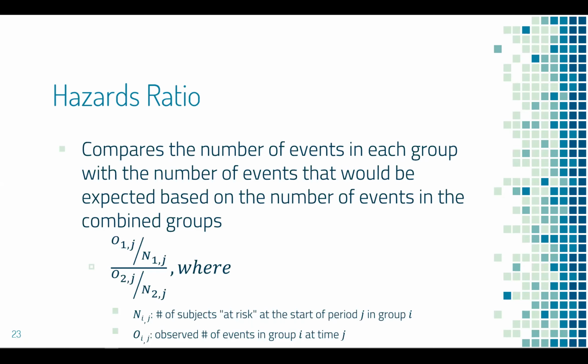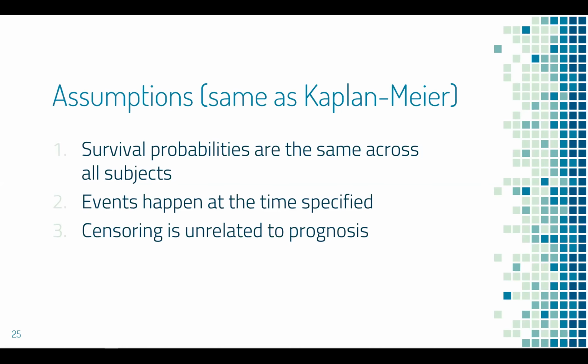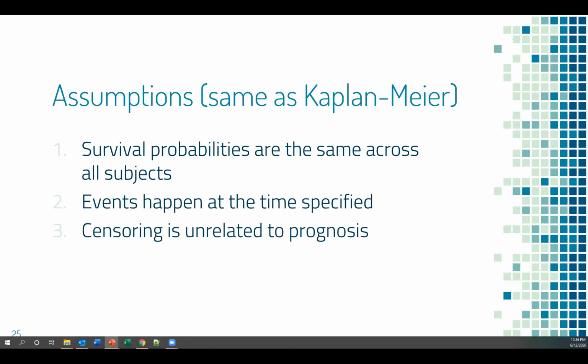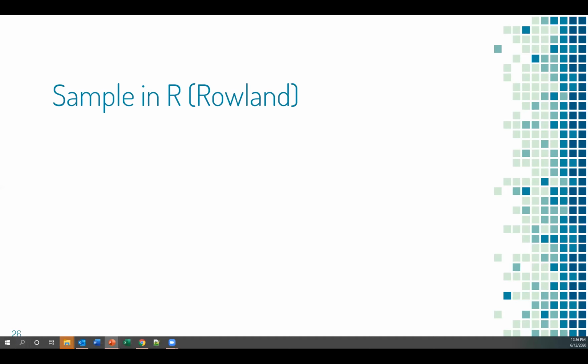There's a hidden slide in this deck that gives you some of the more nitty-gritty math on this statistic if you're interested, but it's really not necessary. I've just included it as supplemental information for those interested. Okay, so the assumptions for the log rank test are exactly the same as the Kaplan-Meier, namely that the survival probabilities are the same across all subjects, the events happen at the time specified, and that censoring is unrelated to prognosis. So I'll kick it back to Roland so he can go over how to accomplish this in R.